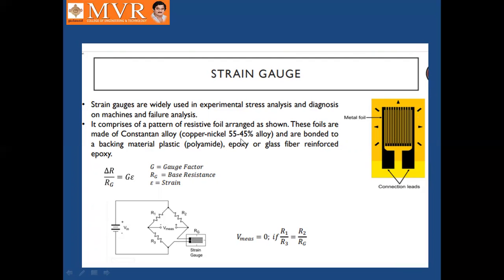In this ratio, 55% of copper and 45% of nickel has been added as an alloy, and the foil is bonded to a backing material, plastic. The backing material is nothing but insulators provided to cover the entire resistive foil. These insulators are made of polyimide or epoxy or glass fiber reinforced epoxy, whatever it may be. With this kind of materials, we provide insulation.